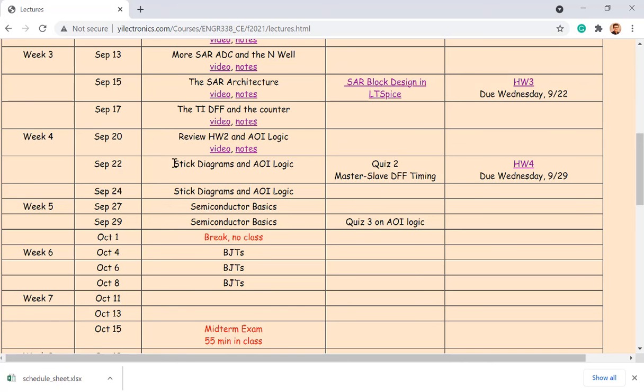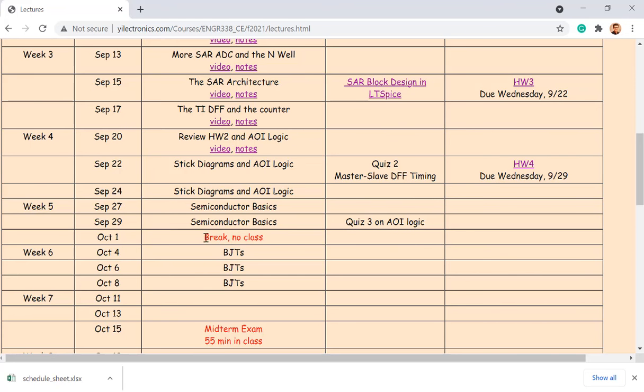The reason we have to cover state diagrams and AOI logic before we do anything else is because you need this for lab 4, the lab next week. And we're having a quiz 2 today on master and slave DFF. I'm going to give you a really quick review on that pretty soon. And there will be a homework due next Wednesday. Homework 4 will be due next Wednesday.